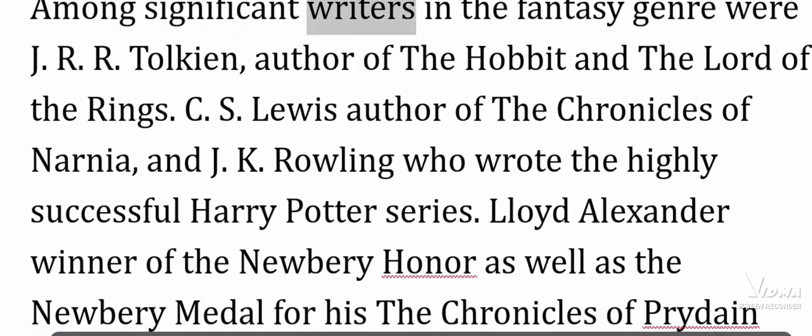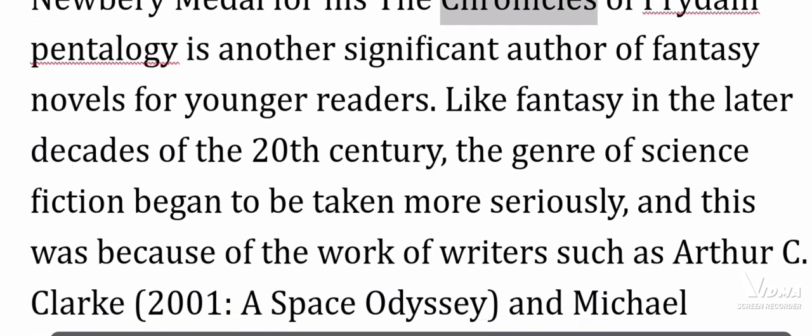Among significant writers in the fantasy genre were J.R.R. Tolkien, author of The Hobbit and The Lord of the Rings, C.S. Lewis, author of the Chronicles of Narnia, and J.K. Rowling, who wrote the highly successful Harry Potter series. Lloyd Alexander, winner of the Newbery Honor as well as the Newbery Medal for his Chronicles of Prydain pentalogy, is another significant author of fantasy novels for younger readers.